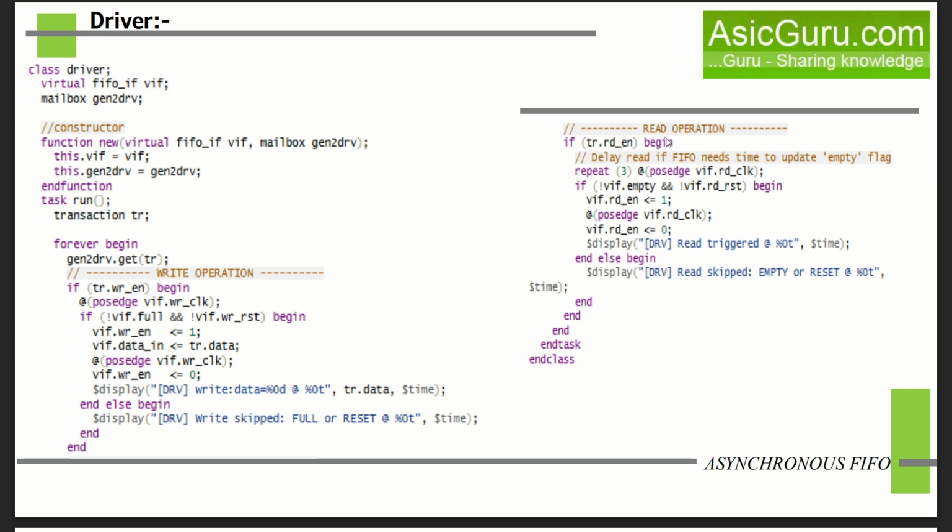For the read operation, if read enable is 1, then after some delay, it will check the FIFO is not empty and FIFO is not at read reset, then it will make read enable as 1, then at the next passage of clock, we will make read enable as 0, then we will display the statement.